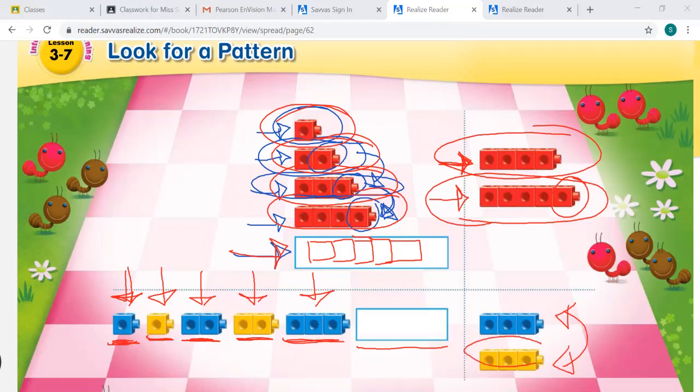Did you say 3 yellow? That is correct. 3 yellow cubes. Let's see if I have yellow. 1, 2, 3. So we noticed a pattern. It was blue, yellow, and we also noticed the number of cubes in this pattern. 1 blue, 1 yellow, 2 blue, 2 yellow, 3 blue, and 3 yellow. All right, let's turn our page over.